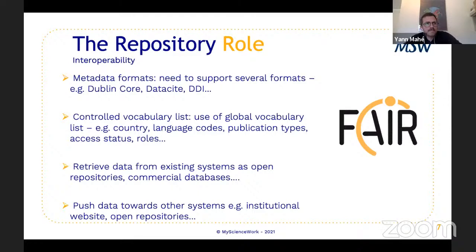So I would say that at this point, getting a repository able to push data towards other systems, like institutional websites, other open repositories, is very helpful, because it can help to keep control of the data, as I said, get the curation process, and be sure that you are maintaining a high level of quality for your metadata and exposing a high level of quality of your metadata. But giving this openness also will help to increase the visibility and findability.